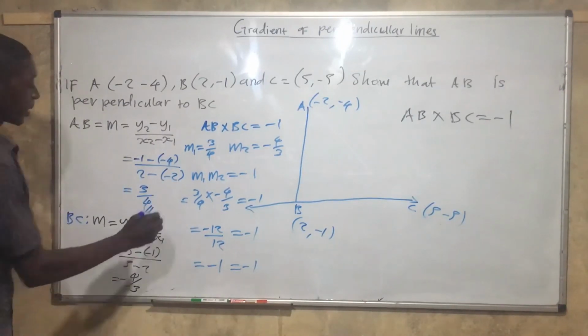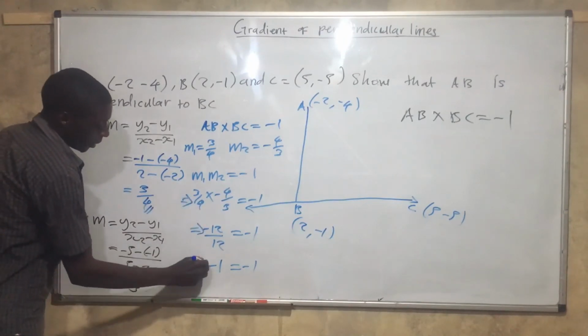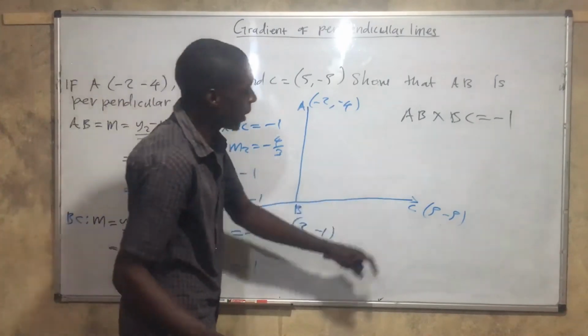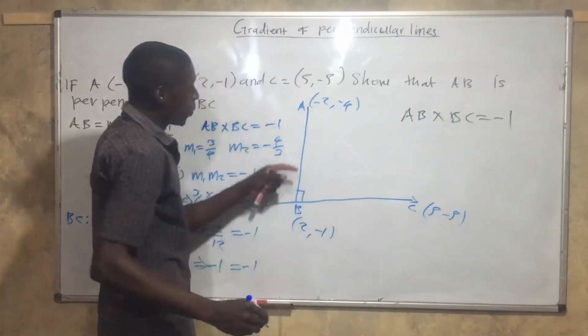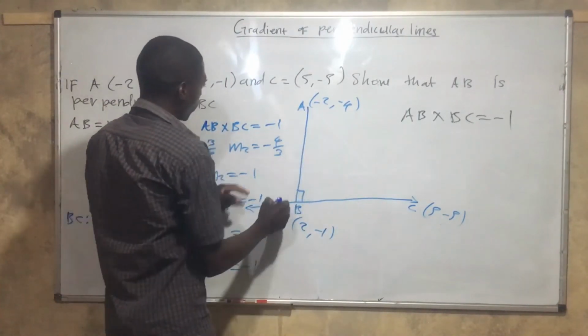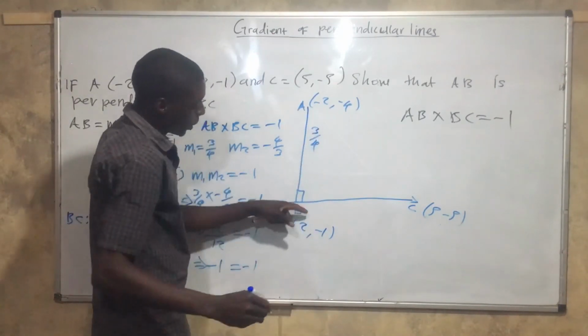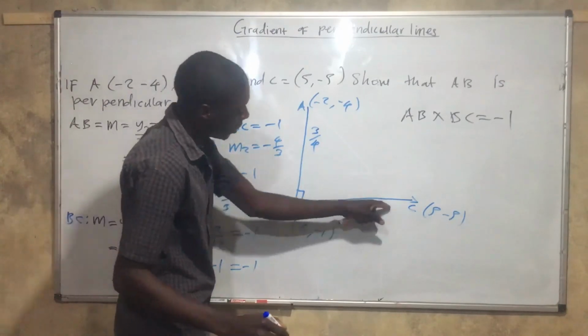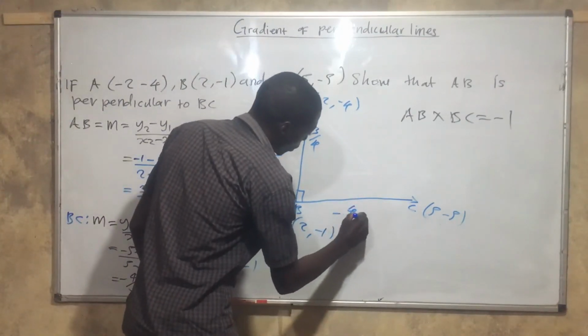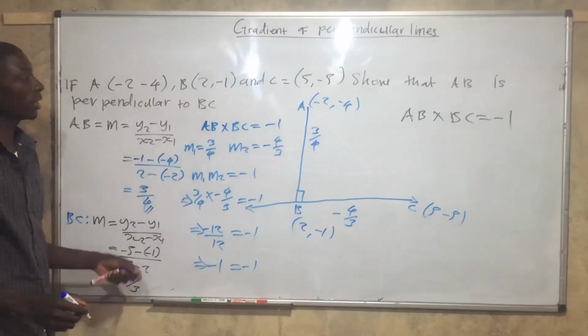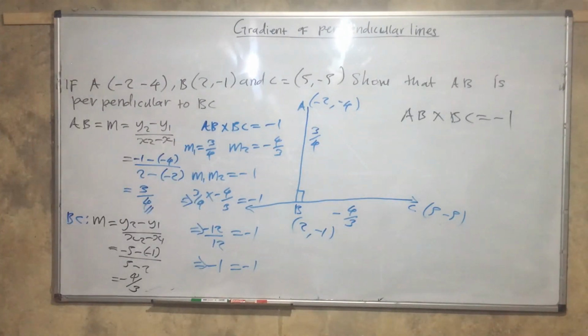So this shows that these two lines AB and BC are perpendicular, because when we multiply the gradient of line AB, which is 3 over 4, by the gradient of BC, which is negative 4 over 3, it gives us negative 1. So this shows that these lines are perpendicular to each other.